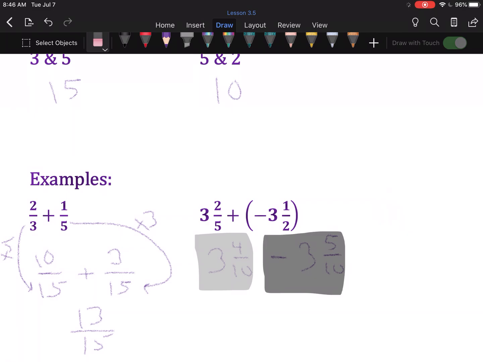Thing is, 5/10 is bigger than 4/10, so when I subtract, I have to put it on top. 5/10 minus 4/10 is 1/10, and 3 minus 3 is 0. So when I subtract these, I get 1/10. The question is, is it positive or negative? And look at our numbers. Which is bigger? 3 and 5/10. It was negative, so our answer is negative 1/10.